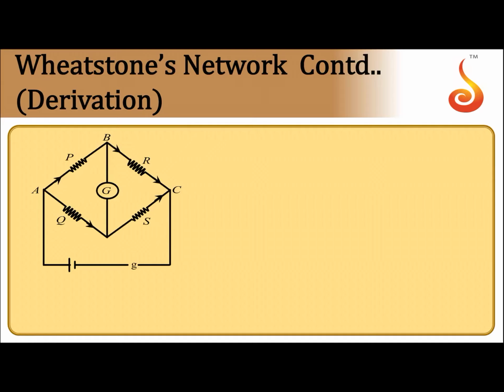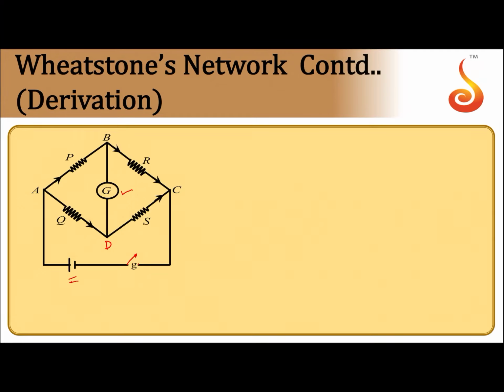Wheatstone network balance condition derivation. So let us consider a Wheatstone network. A, B, C, D, P, Q, R and S are the resistors connected in the Wheatstone's network. Between B and D, a galvanometer is connected. Between A and C, a battery is connected.